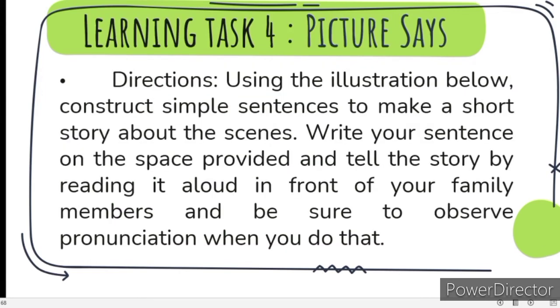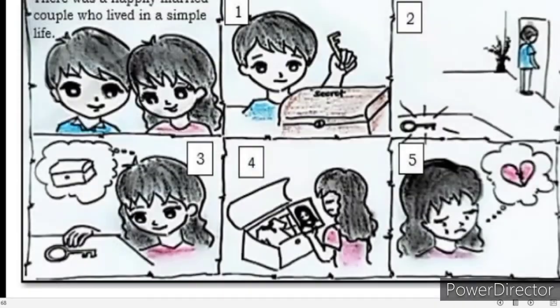Learning task 4. Picture says. Using the illustration below, construct simple sentences to make a short story about the scenes. Write your sentences on the space provided and tell the story by reading it aloud in front of your family members. And be sure to observe pronunciations when you do that.